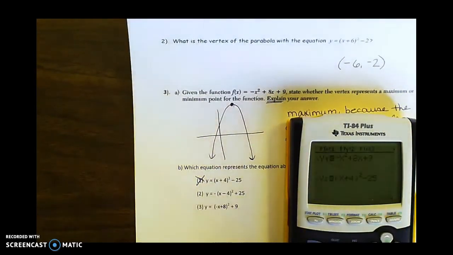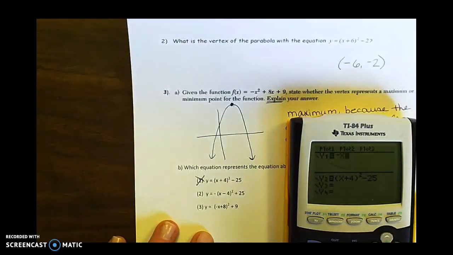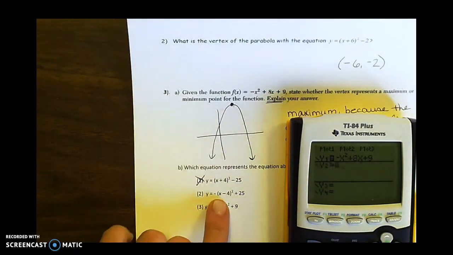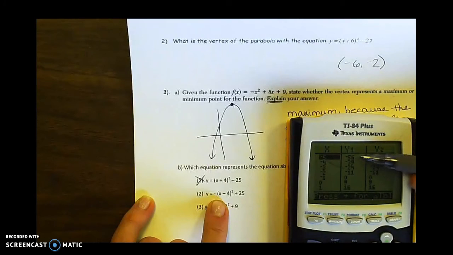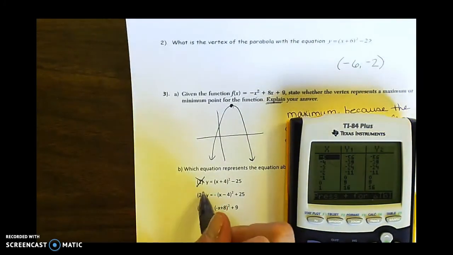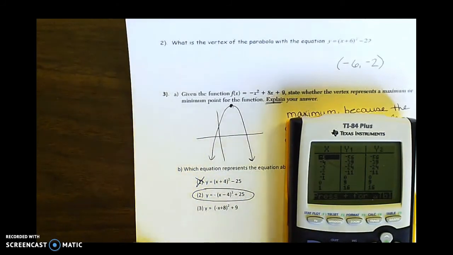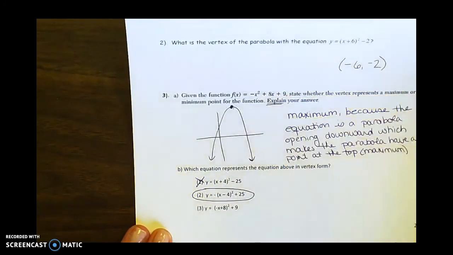I'm going to go back to y equals. Oops, I wanted to keep that one in there. So -x squared plus 8x plus 9. I want to delete the second one, and now I'm going to write in negative, parentheses, x minus 4, parentheses squared plus 25. And then I go to graph. Now if I take a look, -56, and we look, all of our y values match. So that would be the correct choice.